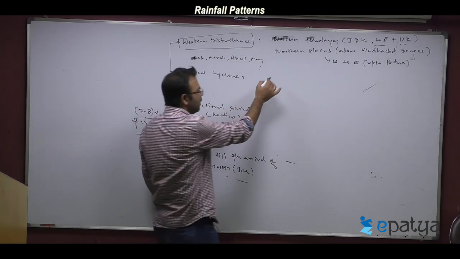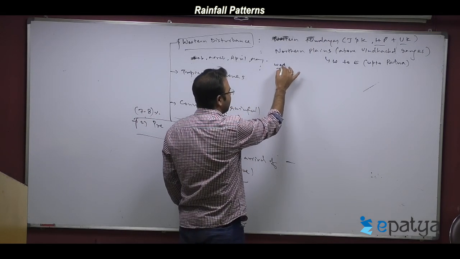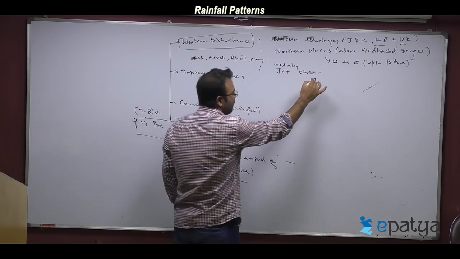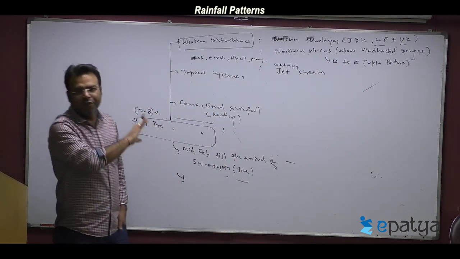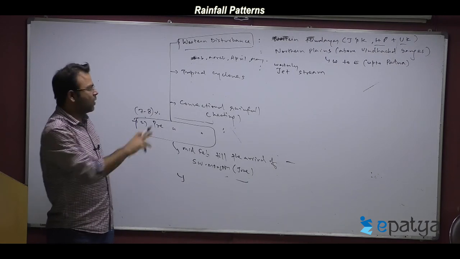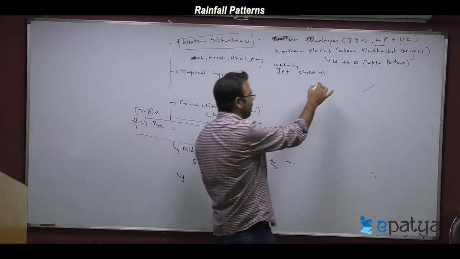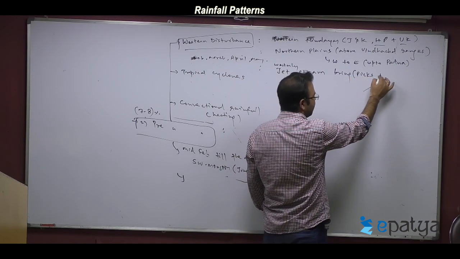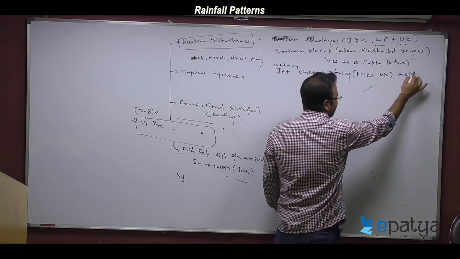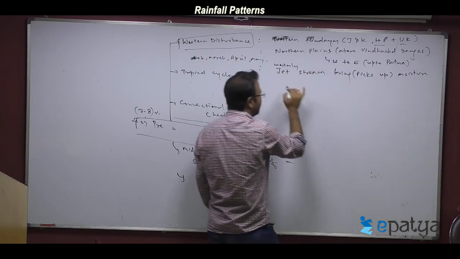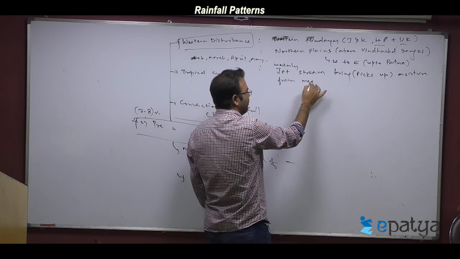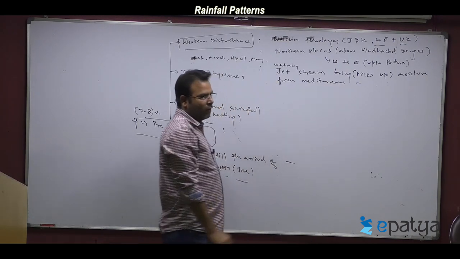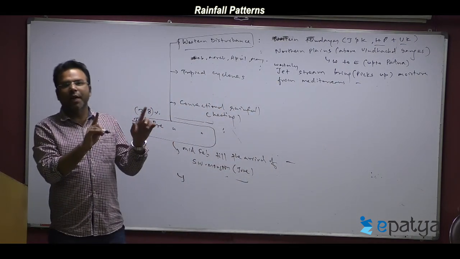So it appeared with the help of the westerly jet stream. Who brings this rainfall to the country? The westerly jet stream picks up moisture from the Mediterranean and causes rainfall from west to east. So that's called the Mediterranean type of influence.